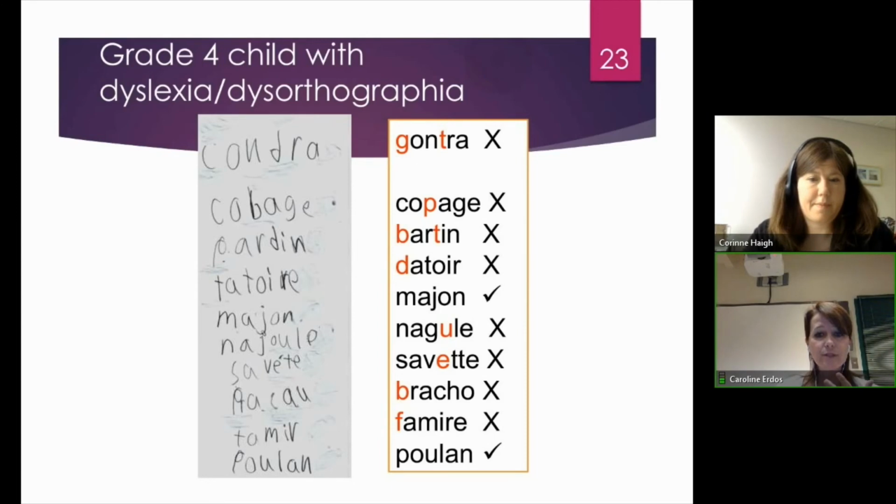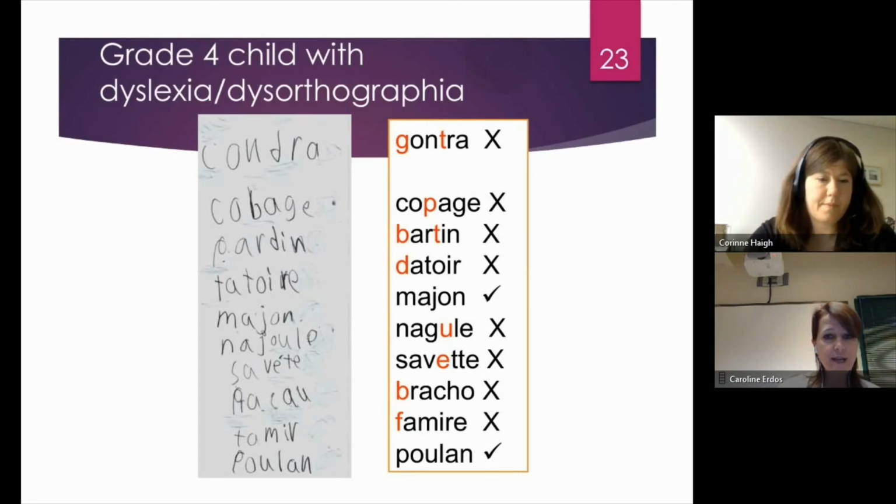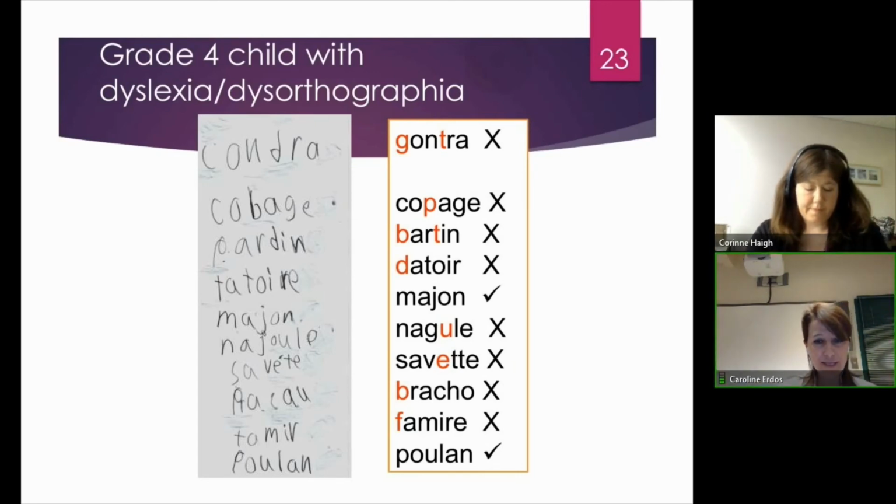So we have what's called voicing errors. So I said "gontra," and the child wrote "condra." So the g sound he hears as a k sound, and the t sound he hears as a d sound. And we see this throughout his writing here. I said "copage," he wrote "cobage." So the p he heard as a b.